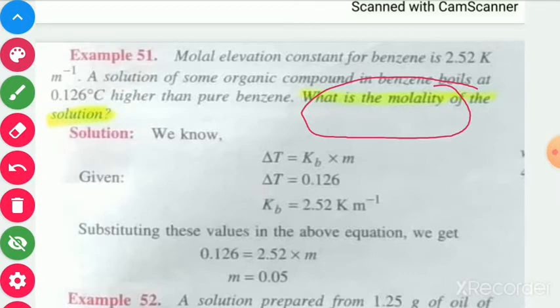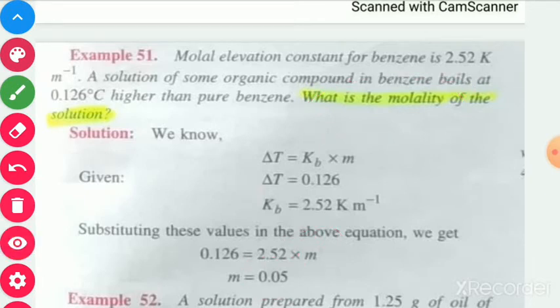If we substitute the values, delta T is 0.126, Kb is 2.52. Here molality m we have to find out. So molality m is equal to 0.126 upon 2.52. So on solving it will be 0.05 mole per kg, that is 0.05 molal.